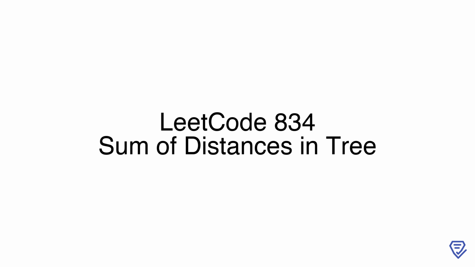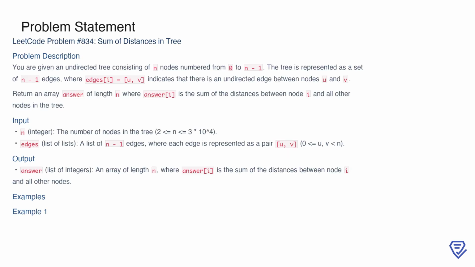Let's get started. In this problem, we are tasked with processing an undirected tree, which consists of n nodes labeled from 0 to n-1. The tree is represented by a list of edges, where each edge connects two nodes, and there are exactly n-1 edges since a tree is minimally connected. What we need to calculate is an array, answer, where each element answer[i] represents the sum of distances from node i to all other nodes in the tree. For example, if we focus on a specific node, say node i, we calculate the distance to every other node in the tree and add them together to get answer[i].